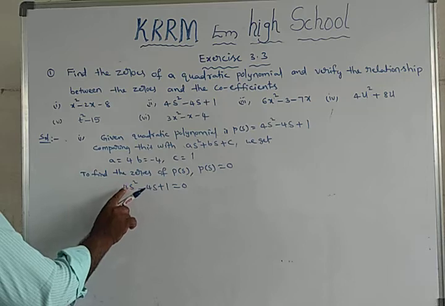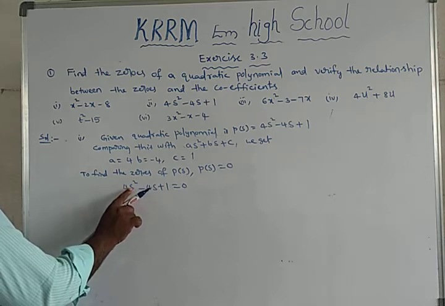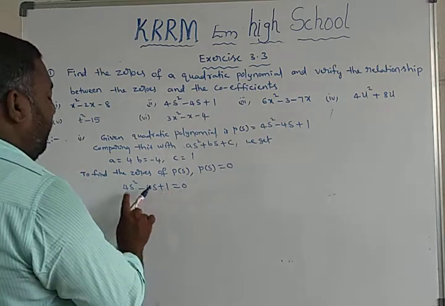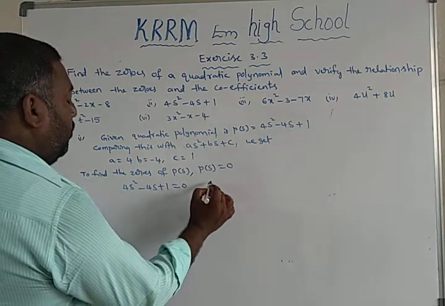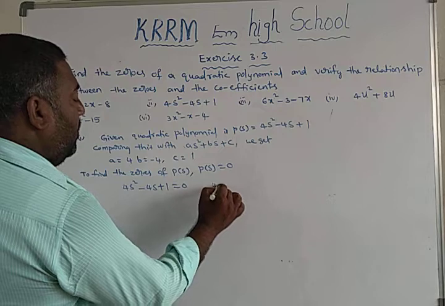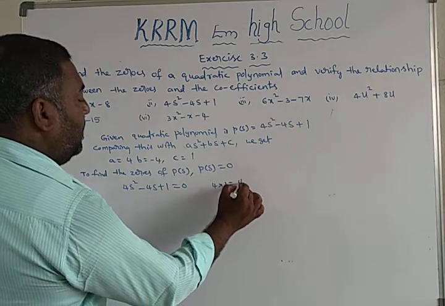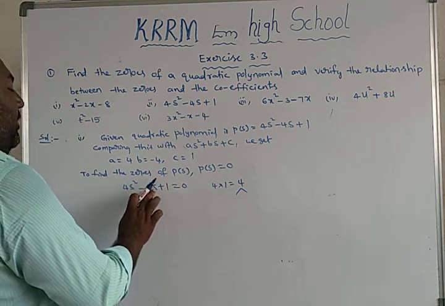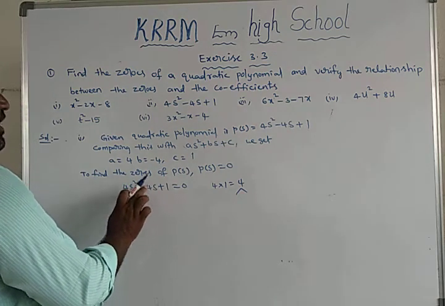Product of the coefficient of s square, 4, and the constant, 1: 4 into 1 is 4. So here the coefficient of s square is 4, the constant term is 1, and 4 times 1 is 4. So the product is plus 4, and the middle term, the coefficient of s, is minus 4.